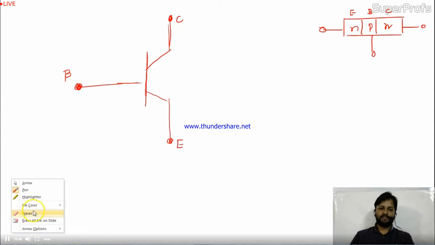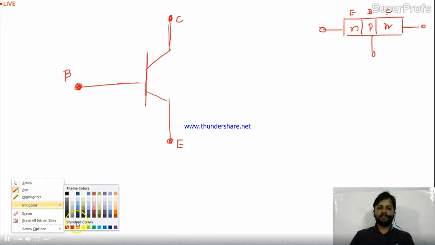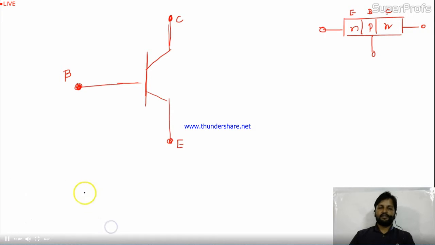Now the point is, if you study this, you will get that in this circuit you have two diodes. See, this is the NP diode, so the diode is like this. Is it okay?